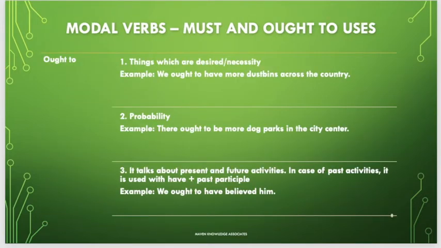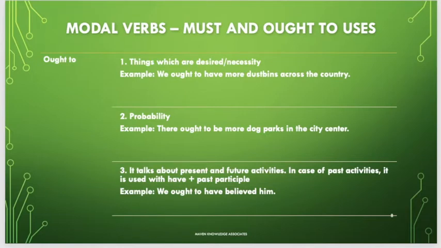So now let's dig in more on where to use ought to. So ought to is used for things which are desired or which are a necessity. We ought to have more dustbins across the country. Okay, so this is something which is desired, which is the necessity. The second one is probability. There ought to be more dog parks in the city center.